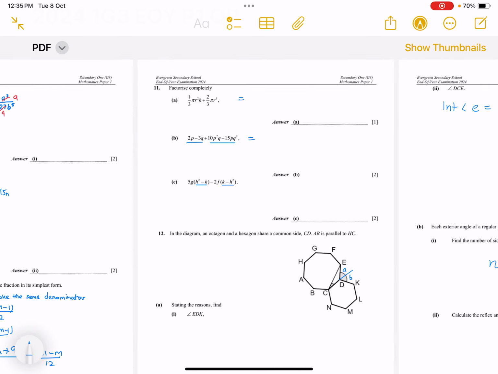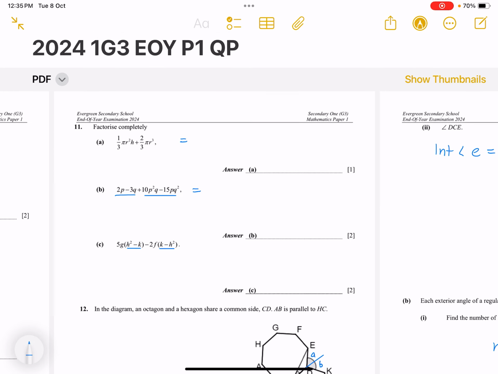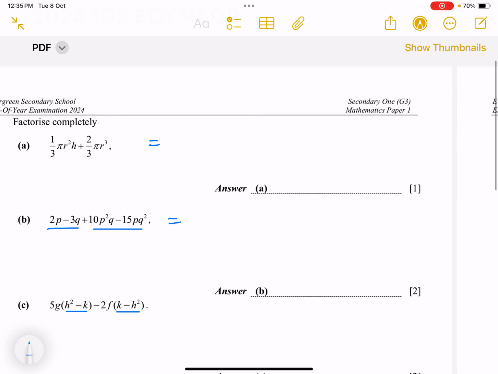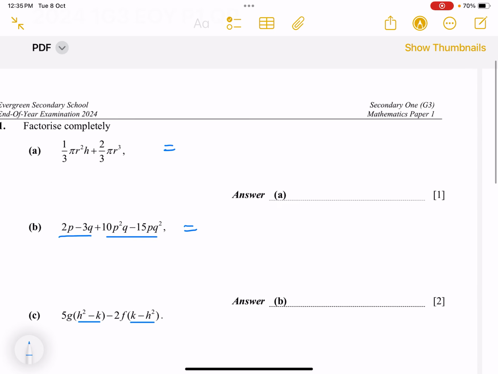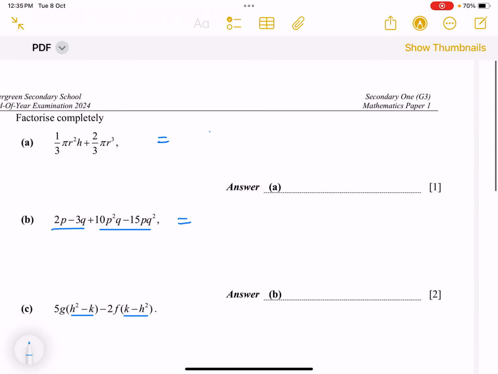The next sum is on factorization. We have to factorize out the common factor, and looking at it, 1/3 is common, so 1/3 is brought out. Pi is also common. Then r square is common. H is not common, so that's all. Now what is left here is h. Second one is 2r, and that's all.